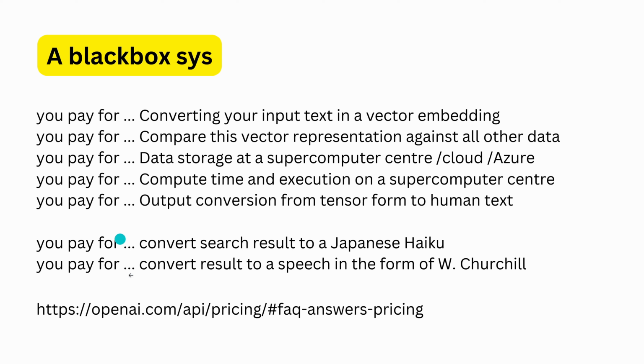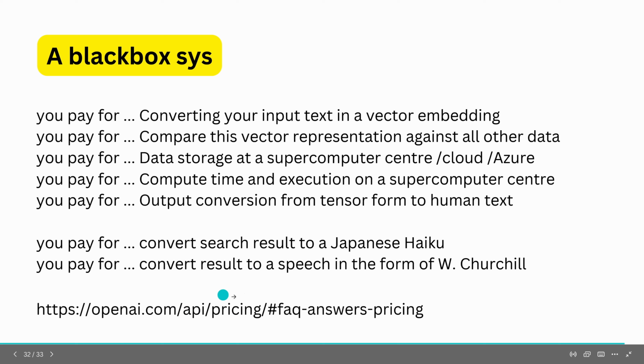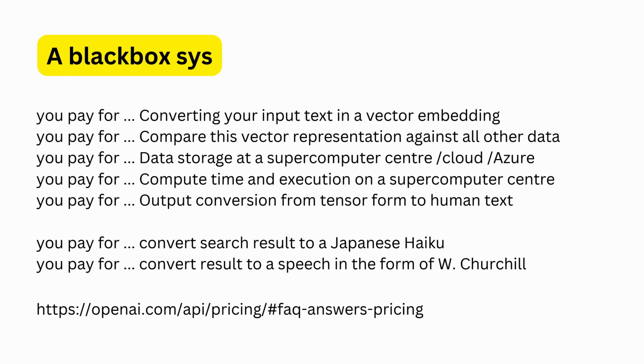So have a look again at openai.com, API pricing. They have very detailed information on pricing. They show you exactly what it costs if you have an input text, if you have the storage, if you have compute time, if you have conversion, and so on. They have very simple formulas. You can really calculate the pricing for your specific task.